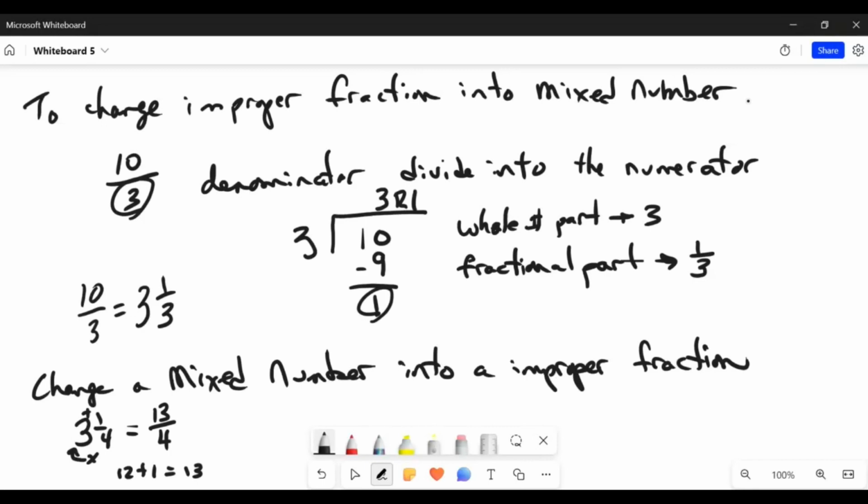4 times 3 is 12. Add the 1 is 13. 7 4/5. 7 times 5 would be 35. Plus the 4 would be 39. So we would end up with 39 fifths. And we can see that if we went backwards, 5 into 39 will go 7 times, which is 35. 4 left over.